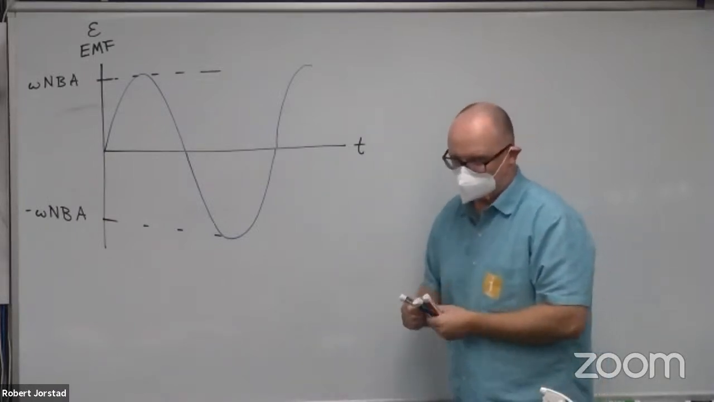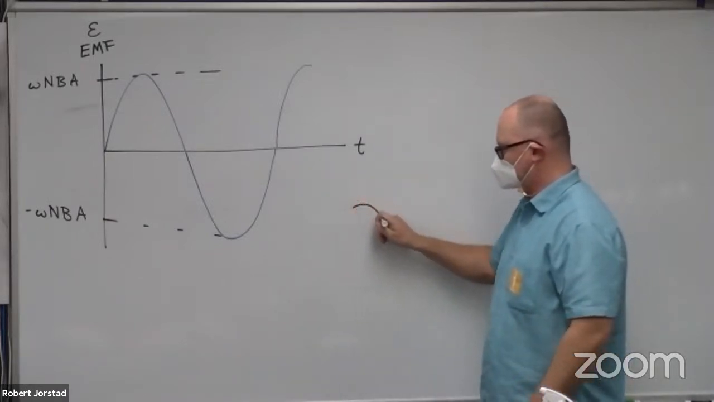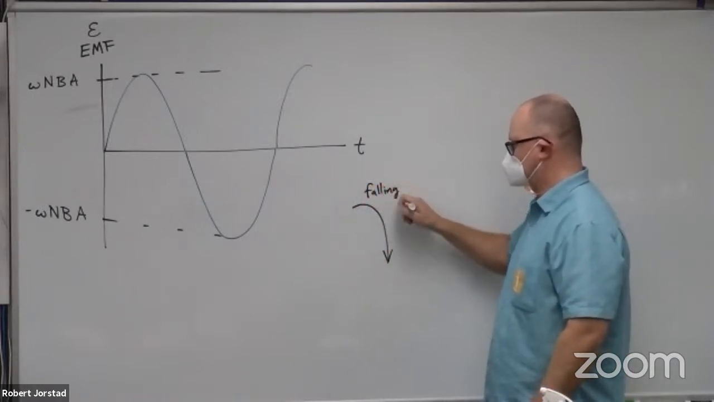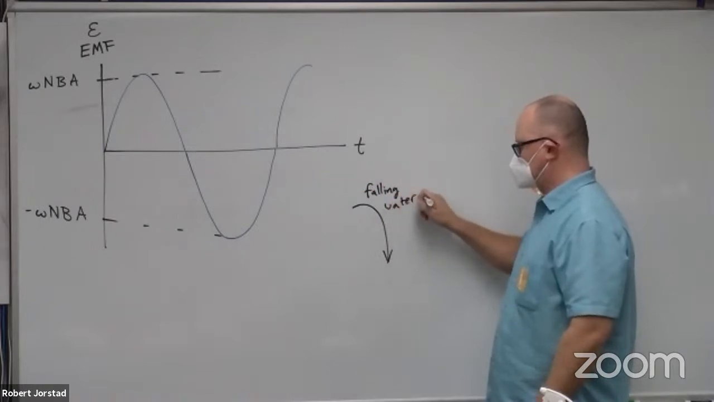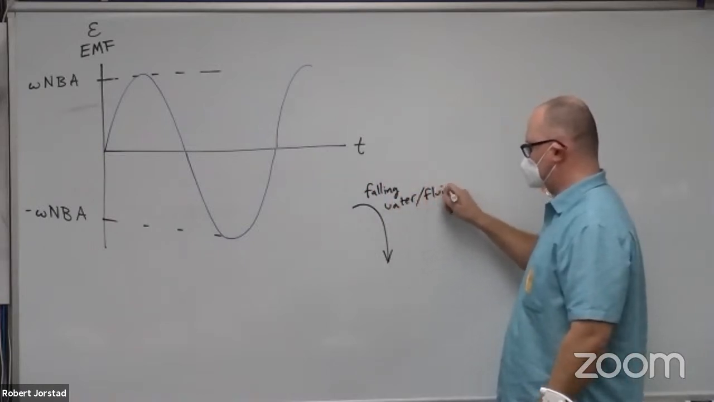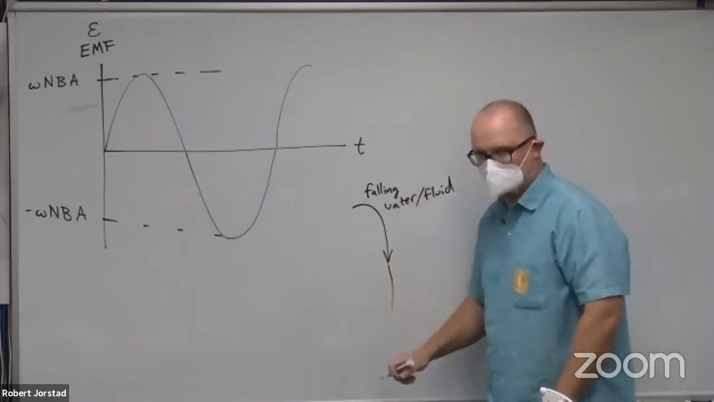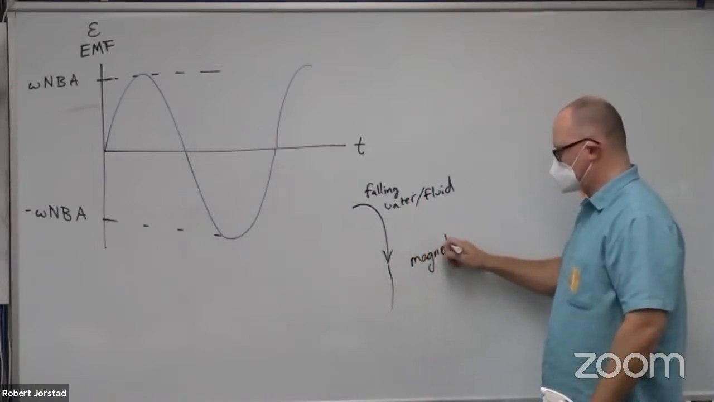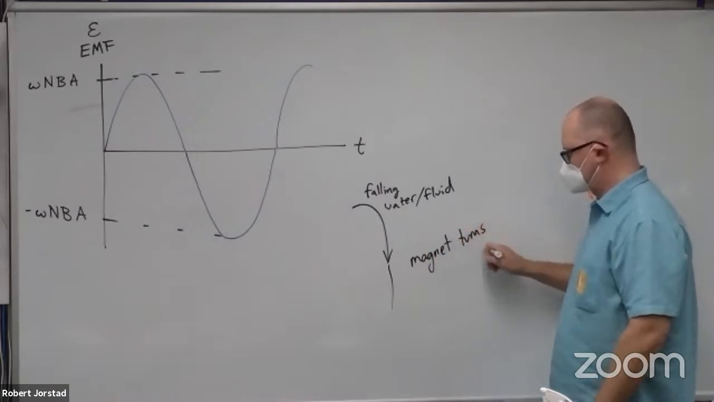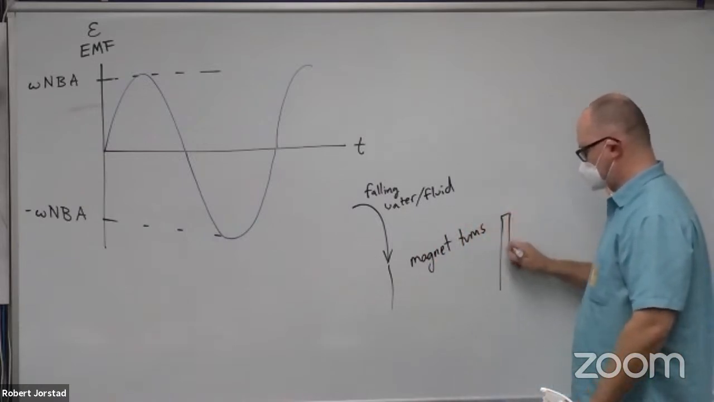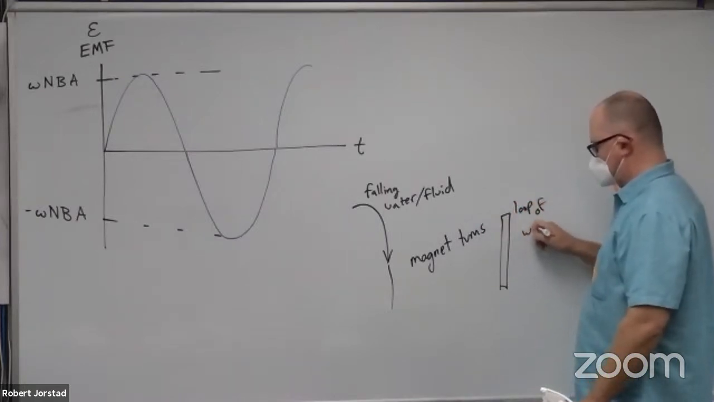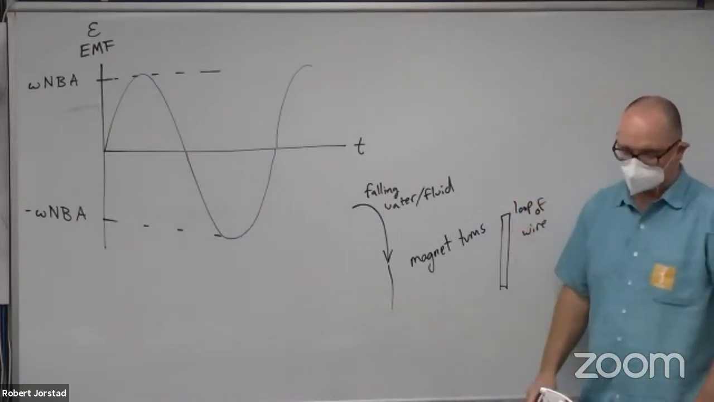Well, how does a hydroelectric plant work? Right? You use falling water, or I would say fluid, right? And you cause a magnet to turn near a loop of wire, and we get electricity out.